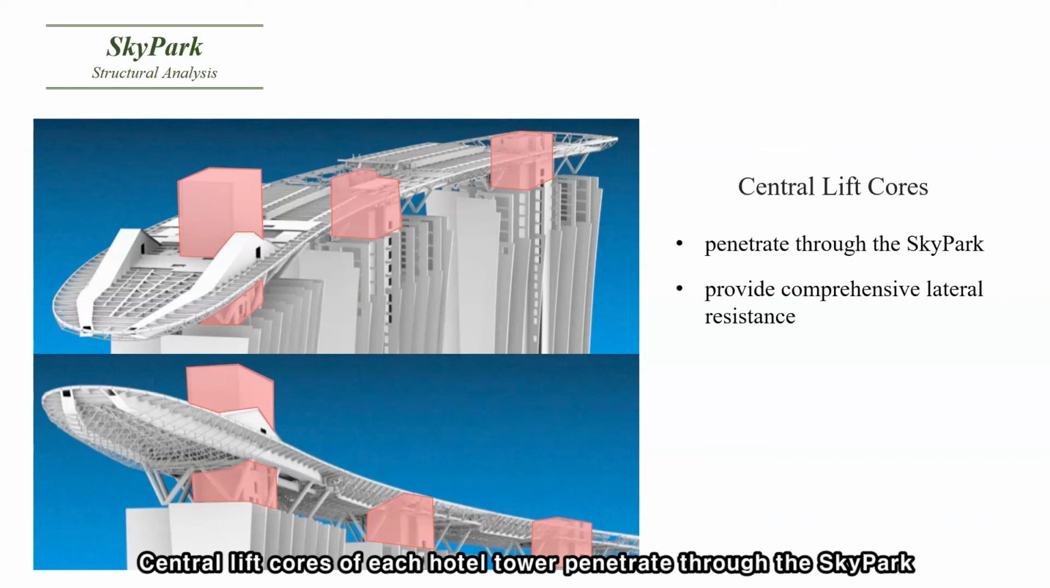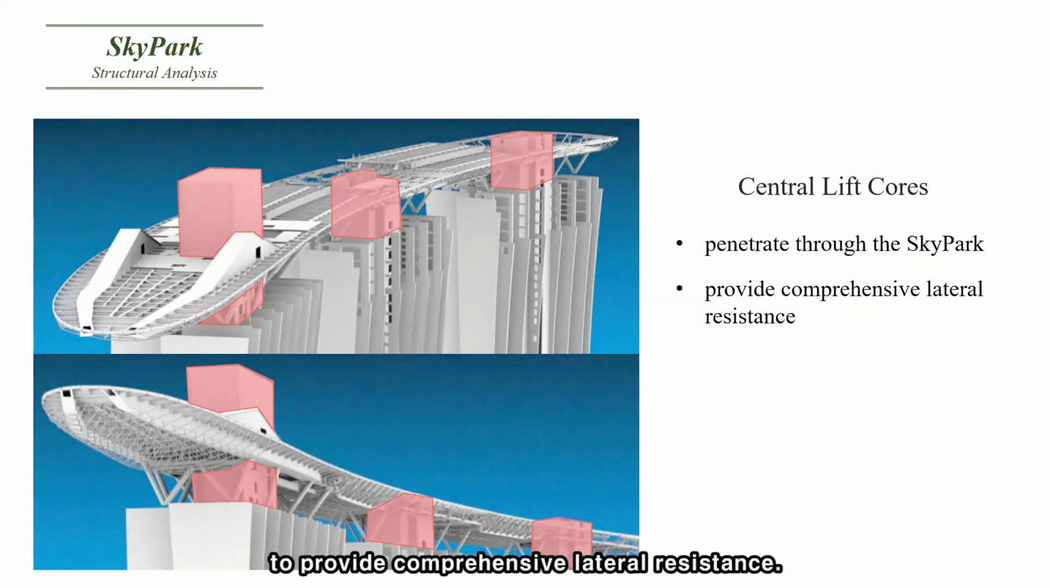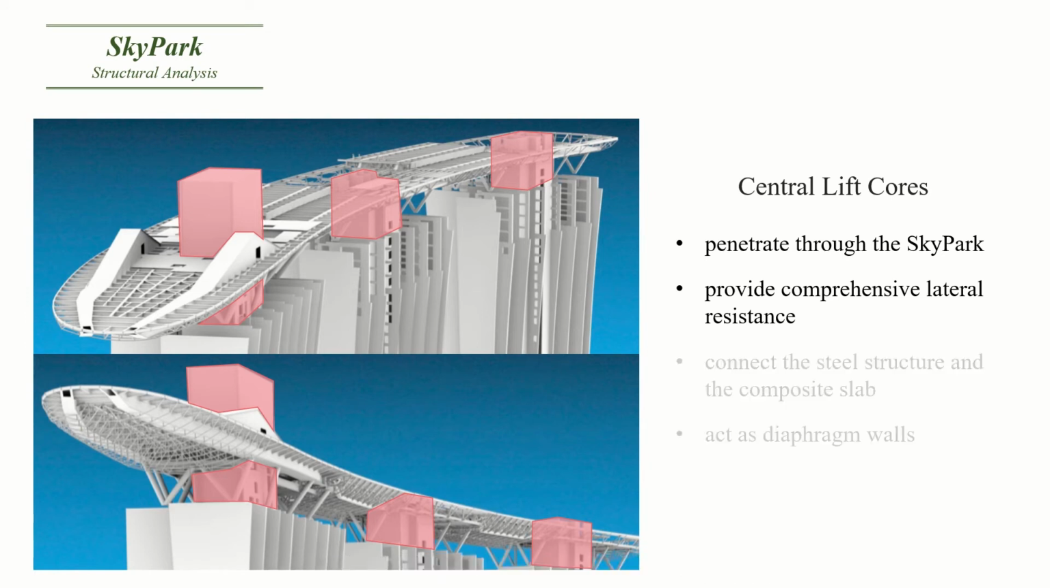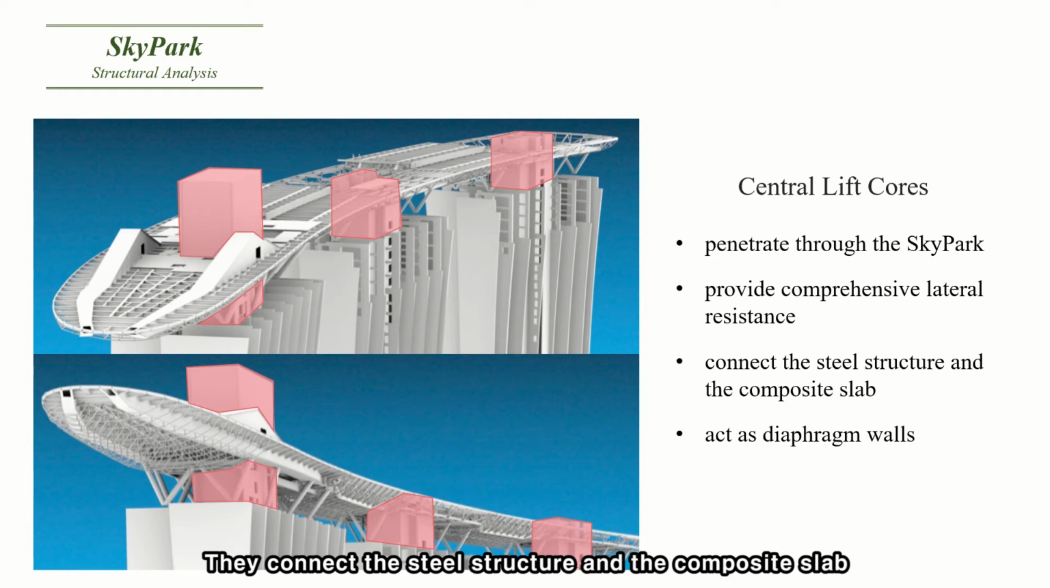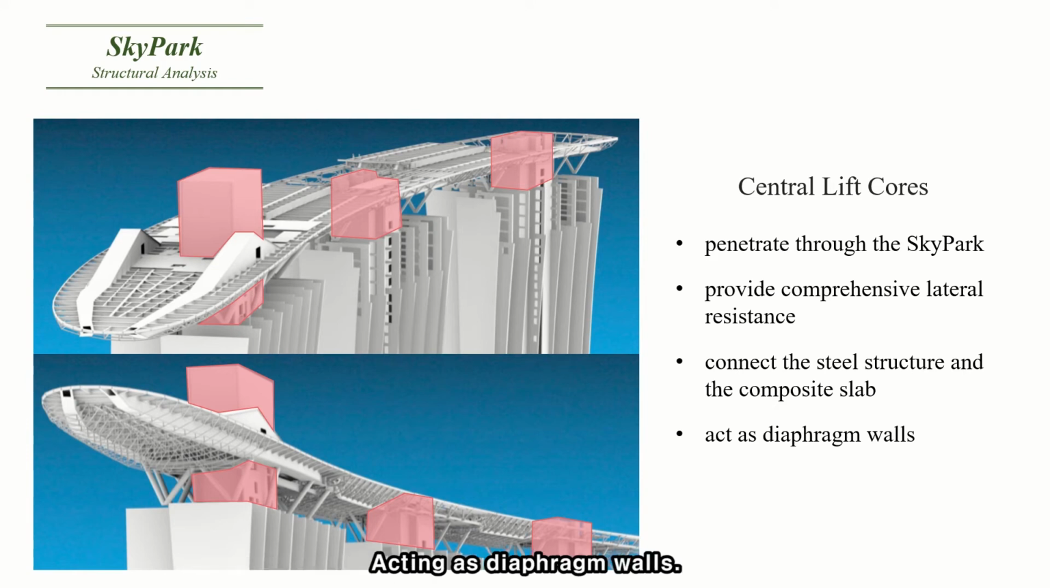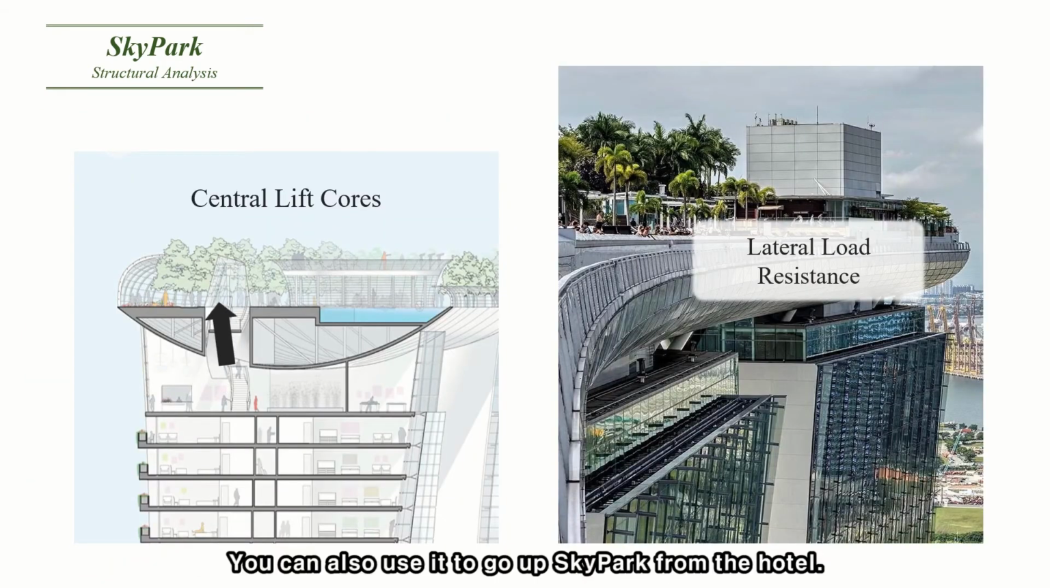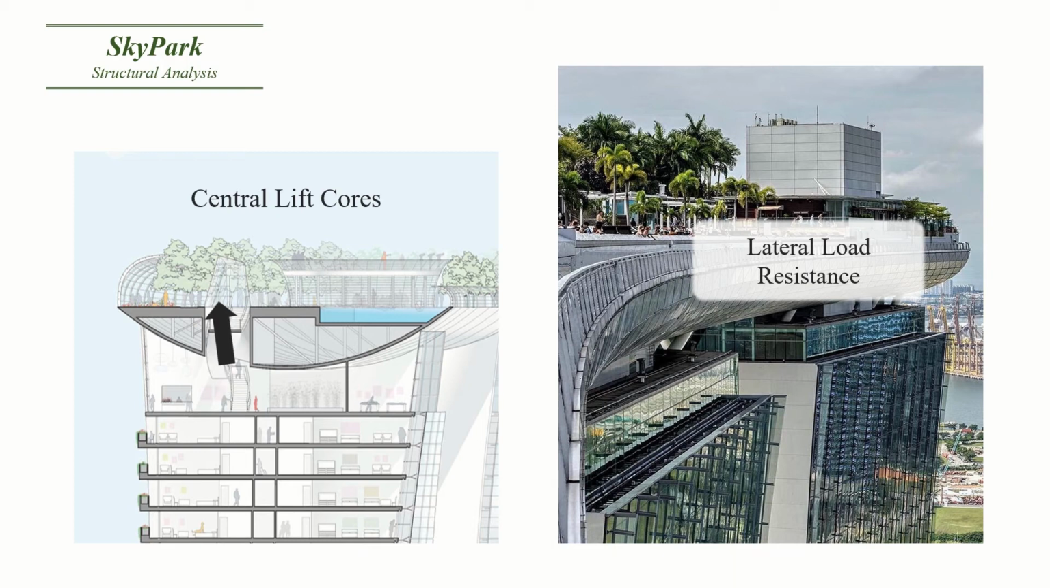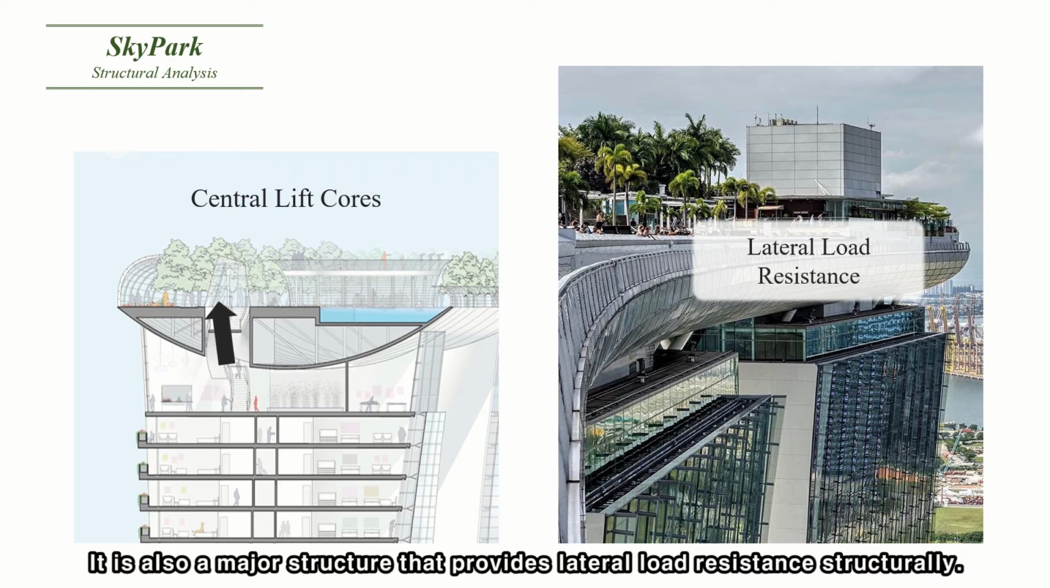Central lift cores of each hotel tower penetrate through the Sky Park to provide comprehensive lateral resistance. They connect the steel structure and the composite slab, acting as diaphragm walls. You can also use them to go up to the Sky Park from the hotel. It is also a major structure that provides lateral load resistance structurally.